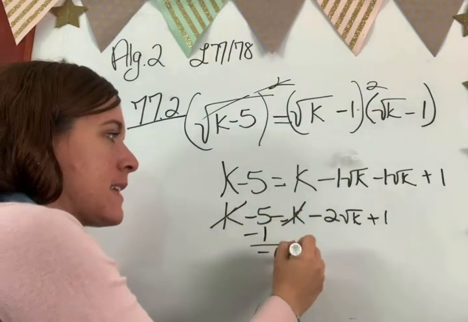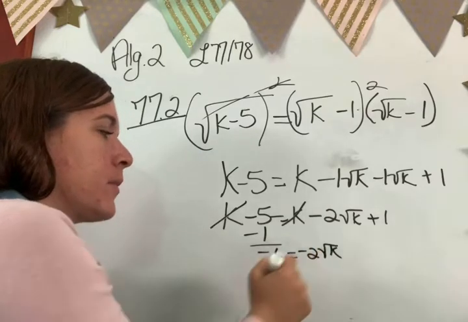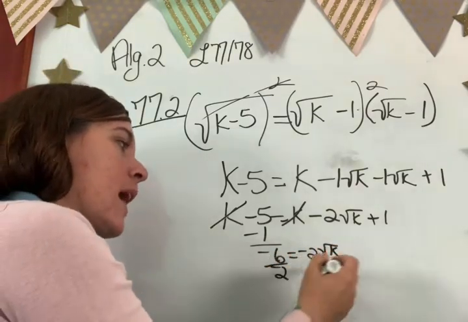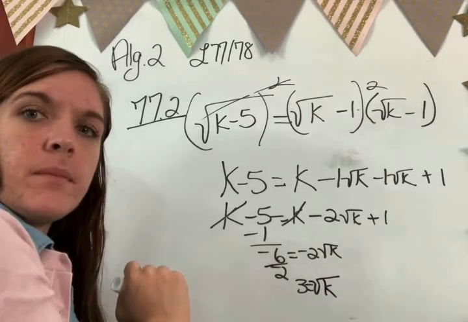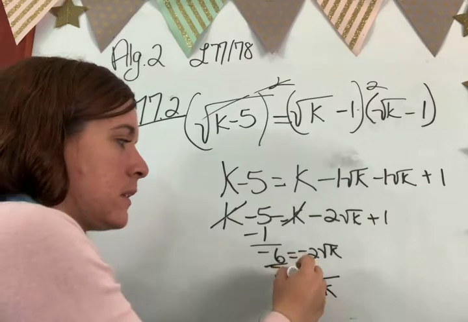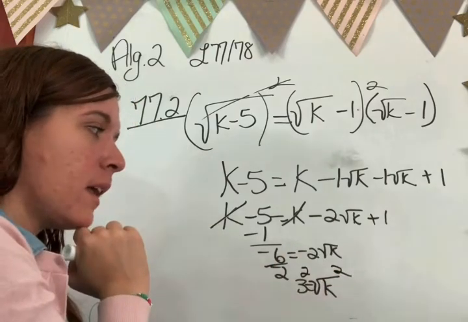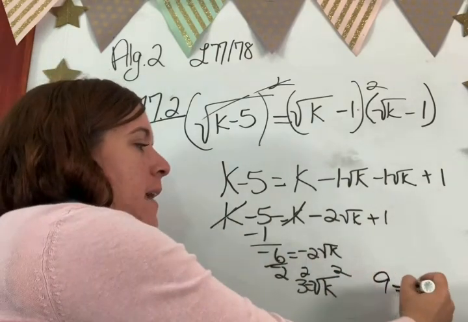So it's negative 6 equals negative 2 square root k. Divide by negative 2, so now you have 3 equals square root k, right? Now you can do your square thing, and you're going to have 9 equals k.